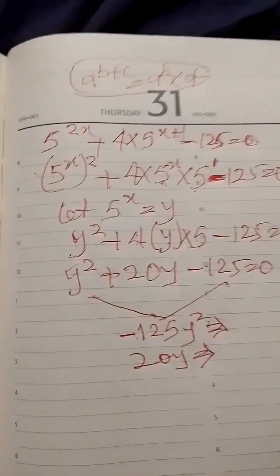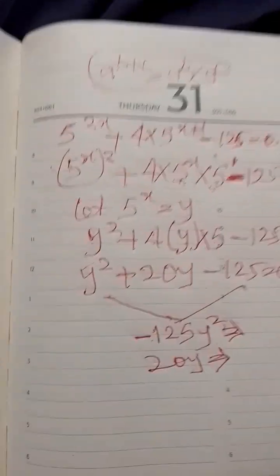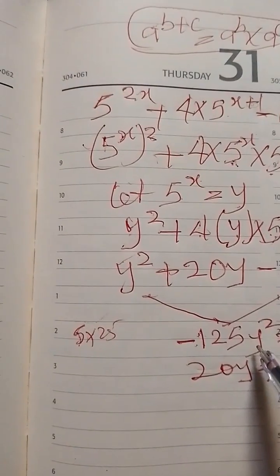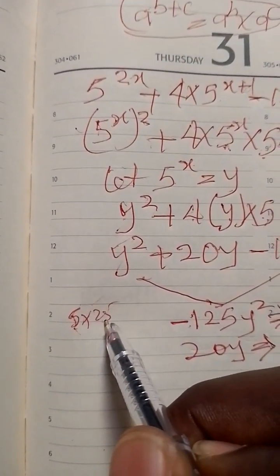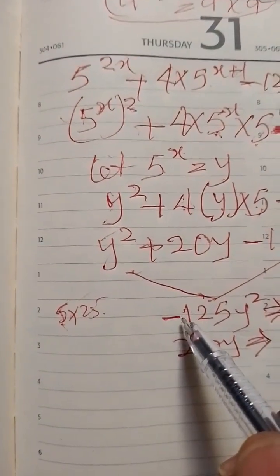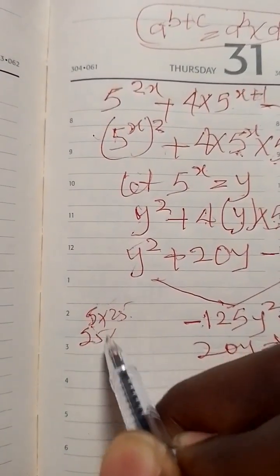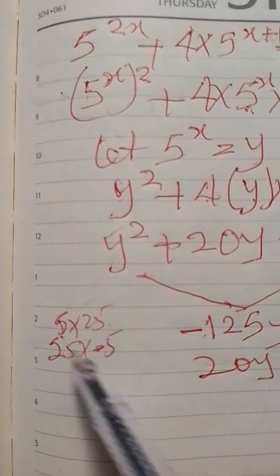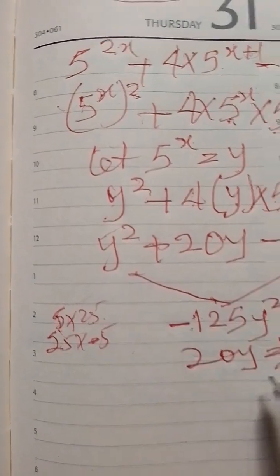Normally 5 times 25 is 125. And 5 plus 25 cannot give us 20. 5 times 25 cannot give us minus. So in this case, we can easily say 25 times minus 5. Yes, this will work. 25 times minus 5 is minus 125. 25 plus minus 5 is 20.